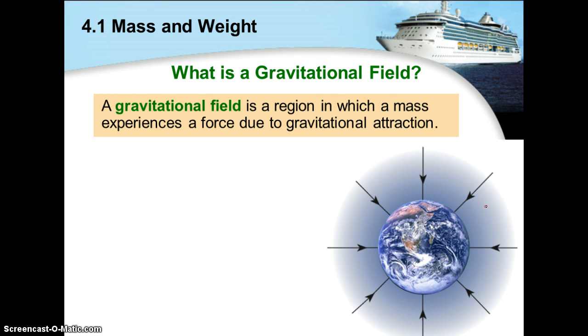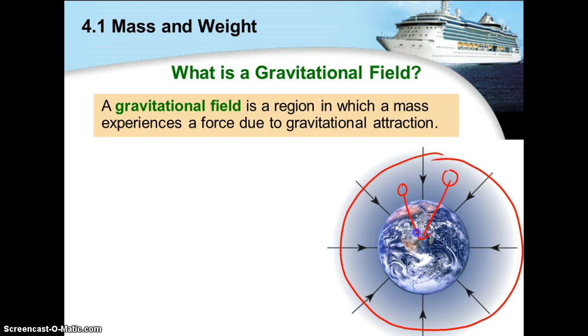Now, what is gravitational field? A gravitational field is a region in which a mass experiences a force due to gravitational attraction. Meaning to say, if I put an object here, it will fall to the center of the Earth because it falls within this area called the gravitational field. If I put it here, it will still fall in because it is still within this area. If I put it very far away, like here, it is out of the gravitational field. It will not experience a force. I hope you understand what I'm trying to say.